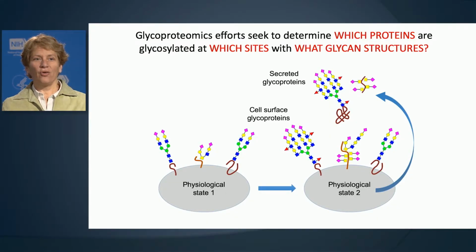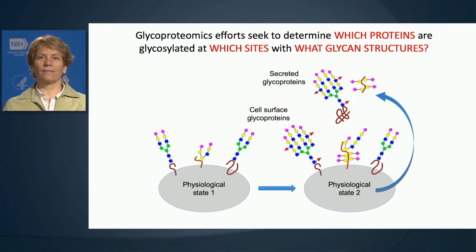But doing just this, determining which proteins are glycosylated at which sites and with what glycan structures, is very difficult to do for the average biologist and even for the average chemist. And it's exactly this information that we're trying to capture with our new tools that combine chemical biology and mass spectrometry.